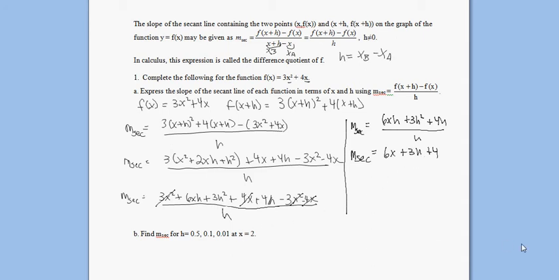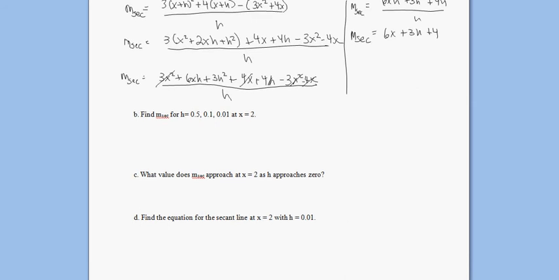So let's scroll down here. And if this is my definition, if my x value is 2, then I want to use my h value of 0.5. So the slope of my secant at x equals 2 and h is 0.5 is going to be 6 times 2 plus 3 times 0.5 plus 4. I already calculated this out, so I'm just going to write this down as 17.5. And we'll look at that right now.